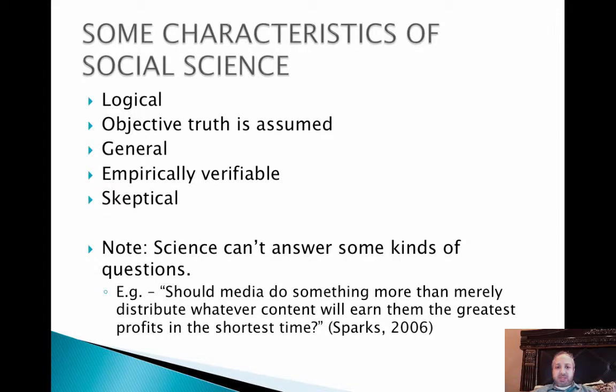Let's keep on with this theme. What are some characteristics of social science? Remember the distinction between the physical sciences and the social sciences. Well, a lot of repeat information here. Social science seeks objective truth. It's empirically verifiable. It's logical, right? It needs to be logical. It needs to make sense.